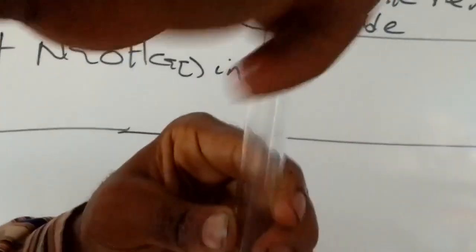Sometimes you can still use your thumb, close the tube and shake it vigorously to dissolve without waste of time, provided the substance is not poisonous. So you see, it's soluble now. We'll have a homogeneous mixture.